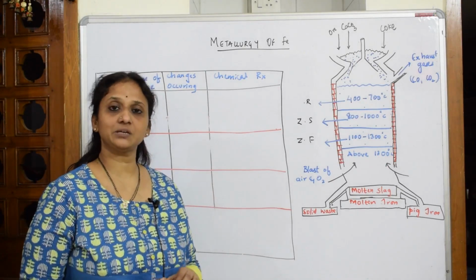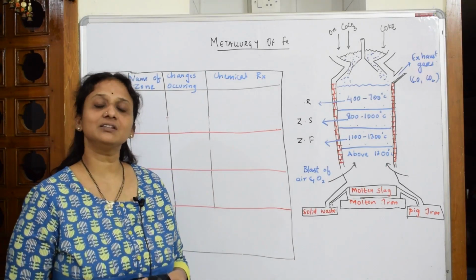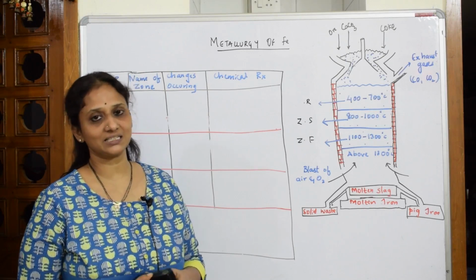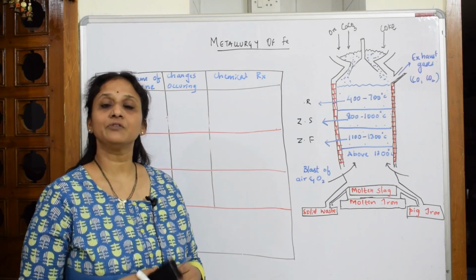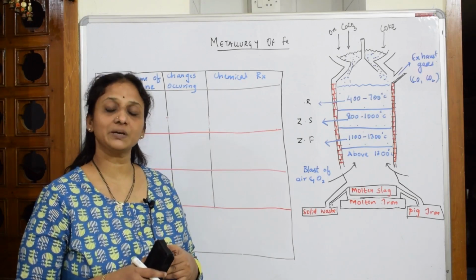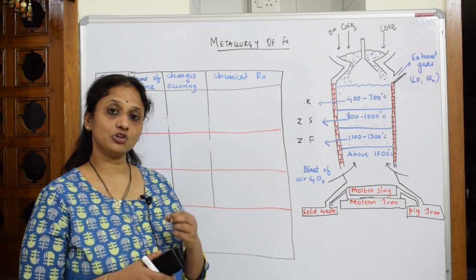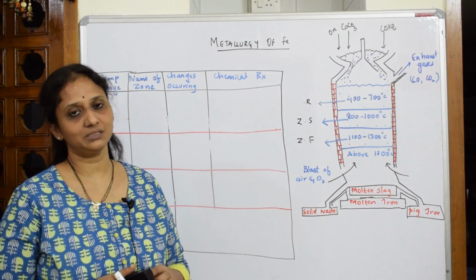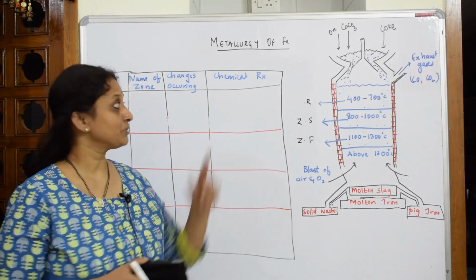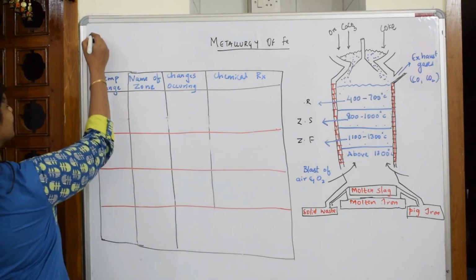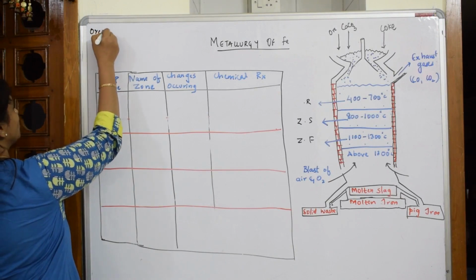So when I speak about iron metal, whenever we are trying to extract a metal, we are going to pick up the ores of that particular metal. Why? Because that is the easiest and most economical way of extracting the metal. That is what we have studied. So first I'm going to pick up the ores of iron.